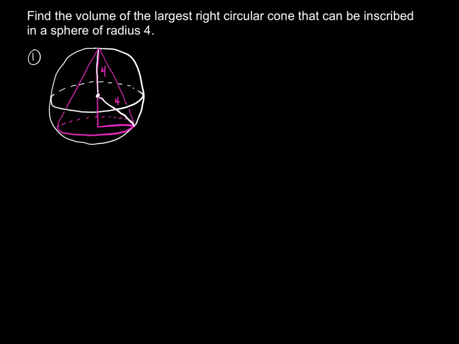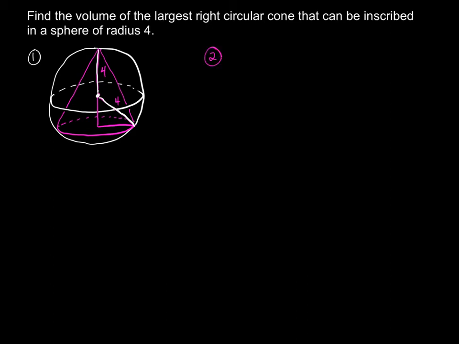We have what we know here, again, that the radius from the center to the top of the cone and the sphere is here, and that distance is 4. And that this distance over here is also 4, from the center of the sphere to the edge of the base of the cone. The next thing that we are trying to figure out is the volume of the cone. That's what we're trying to maximize, find the volume of the largest right circular cone.